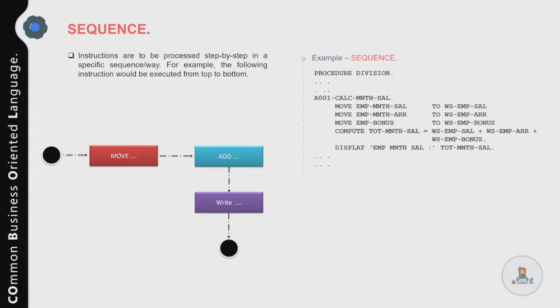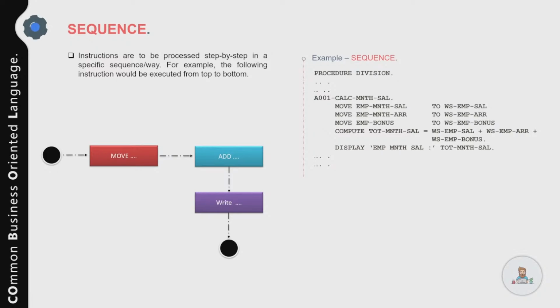And there is a paragraph called A001-calc-month-sal. So this is basically a calculation of monthly salary. And in this case, you have a move statement, then you have a compute statement and a display statement. So these statements will be executed one by one from top to bottom.